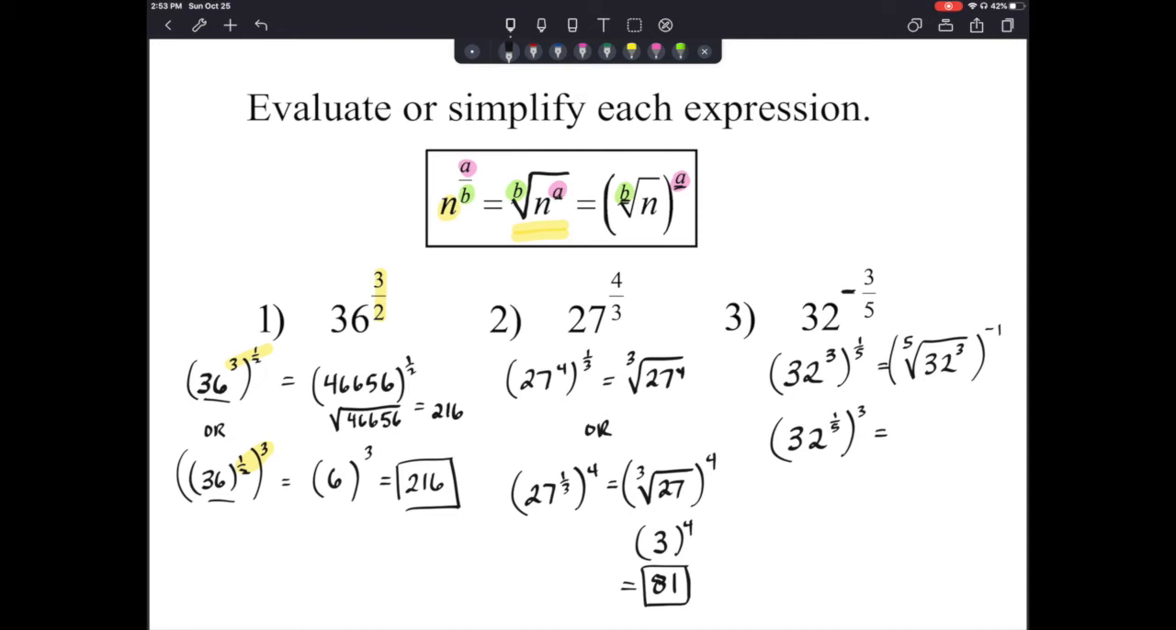For me, that's going to be easier to do because I know that the 5th root of 32 is going to be 2. So this value here ends up being 2. So I have 2 to the third power, and then I'm going to raise it to the negative first. Well, 2 to the third is 8, and 8 to the negative first is going to give us 1/8 as our answer.